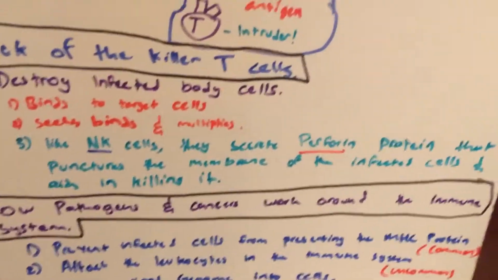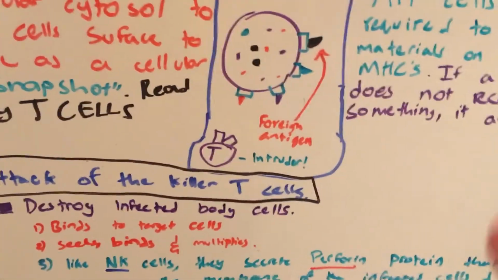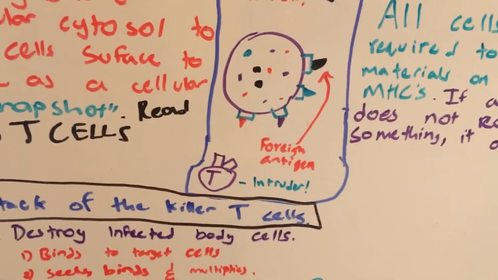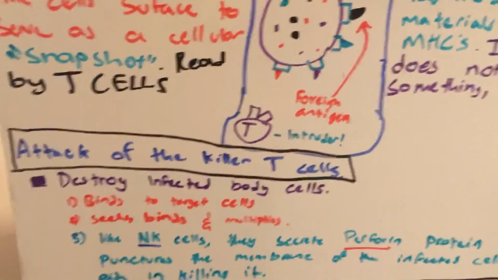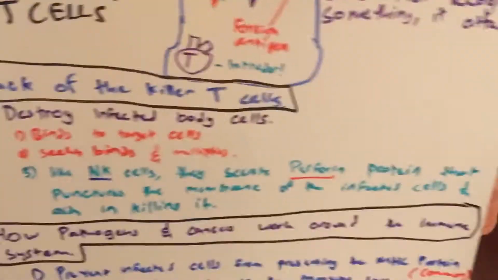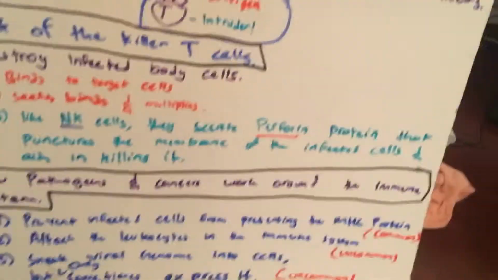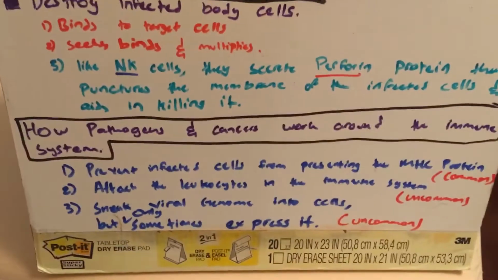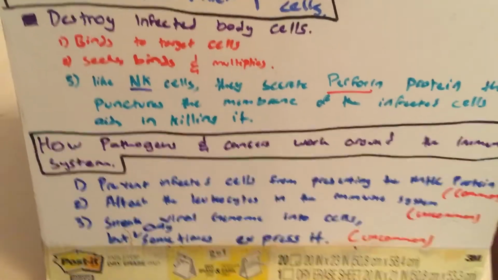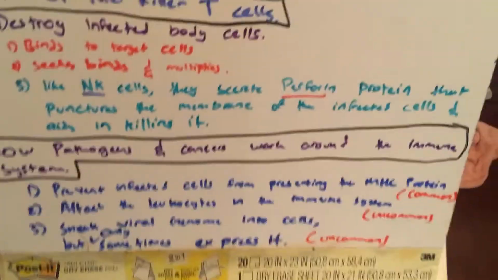So now that we know that there are many ways to attack an intruder, what are the ways an intruder defends or gets around it? So there's a couple ways, and over here are just three. So the first one is it prevents the infected cells from presenting their major histocompatibility proteins, and it's relatively common.